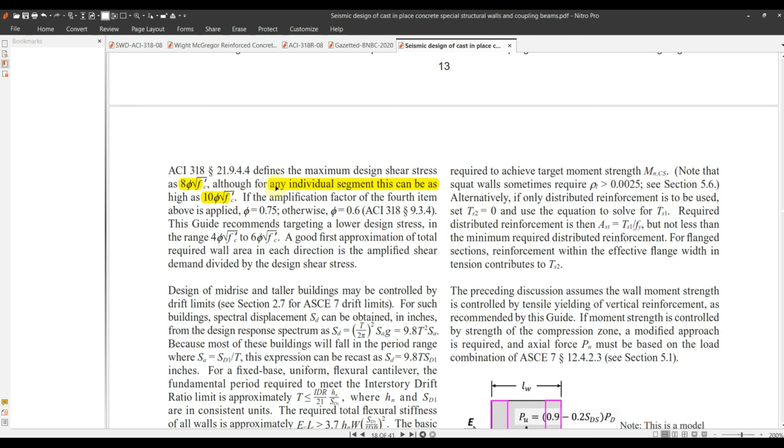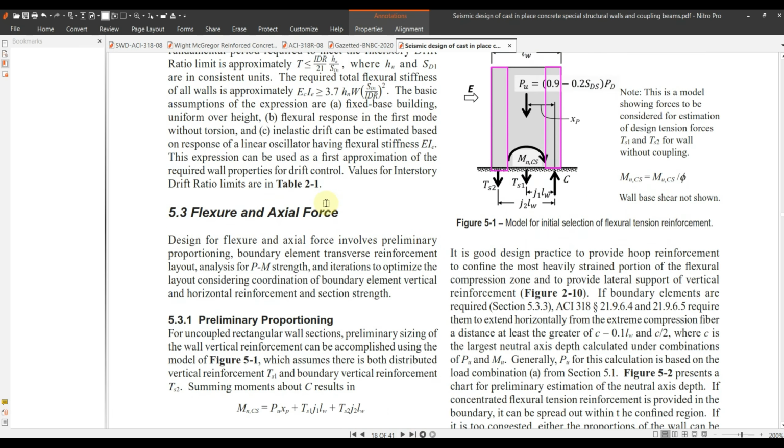However, for any individual segment, this can be as high as 10 square root of f'c. It is permitted to exceed 8 root of f'c and extend to 10 root of f'c. When you have some compound shear walls or many shear walls in your building, then an individual segment can be designed for 10 root of f'c. So we will also cover this when we go through our model.